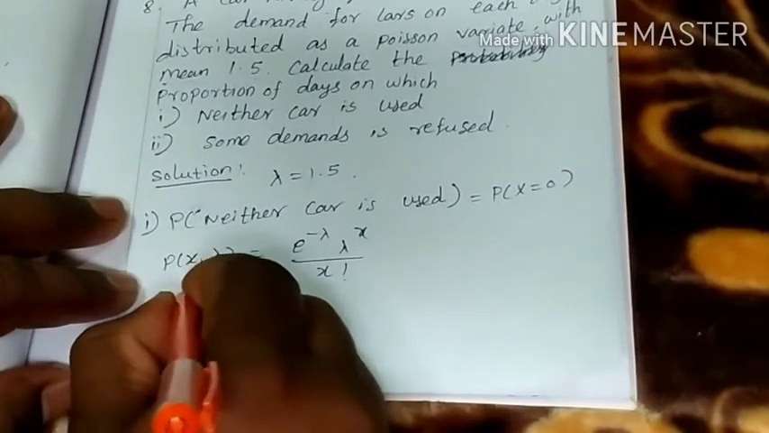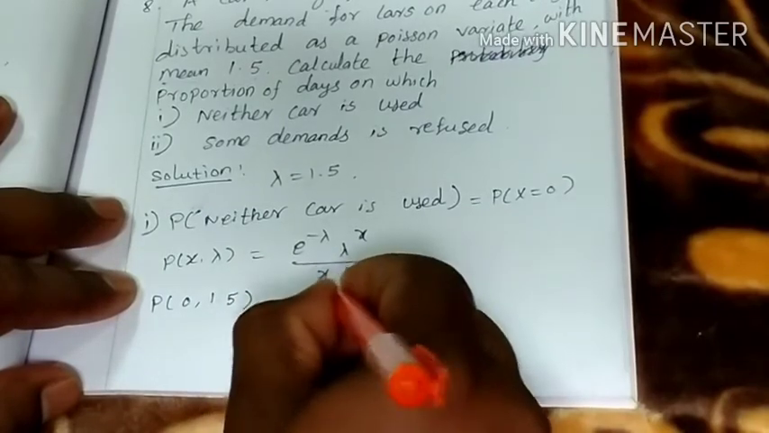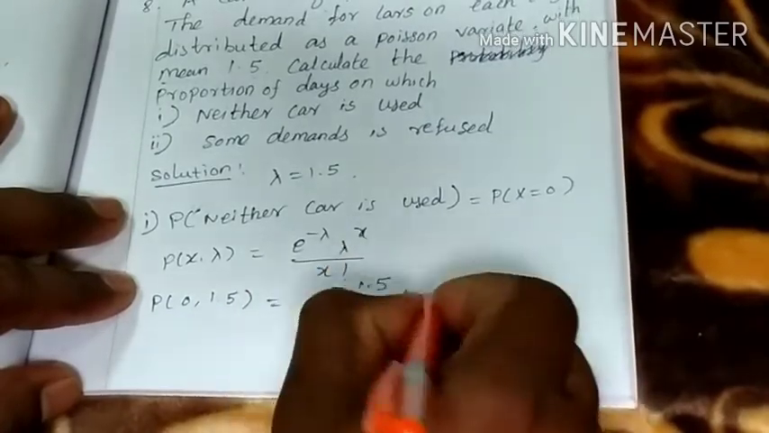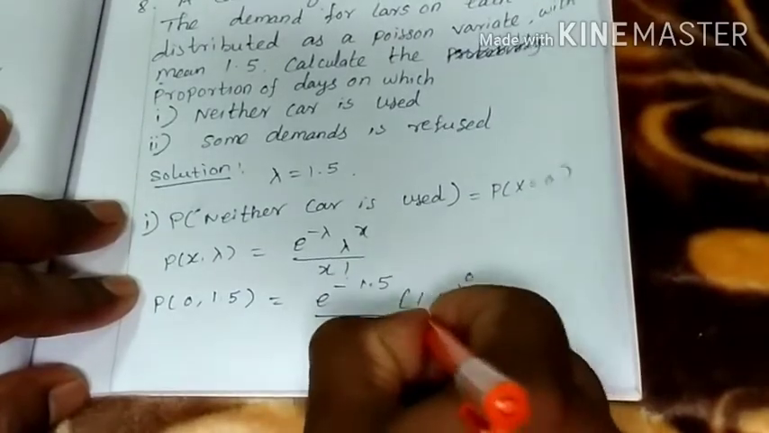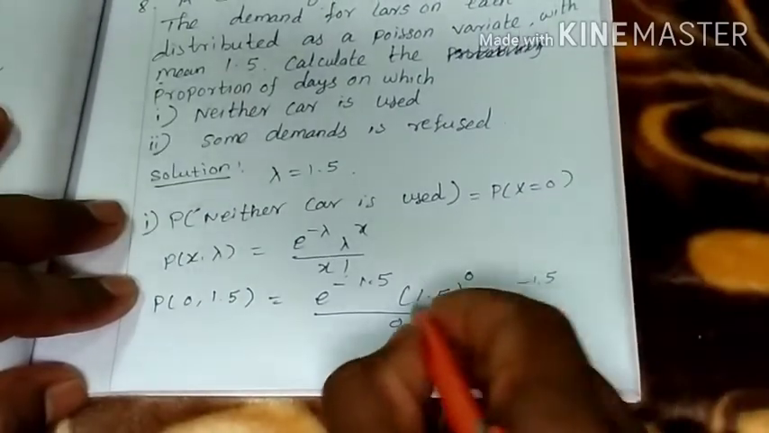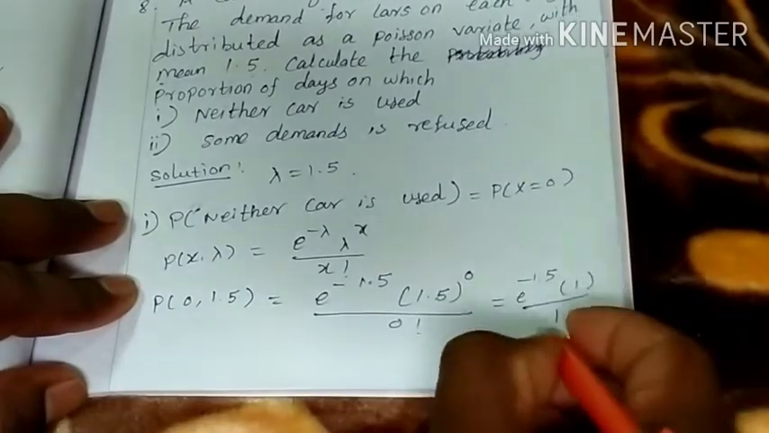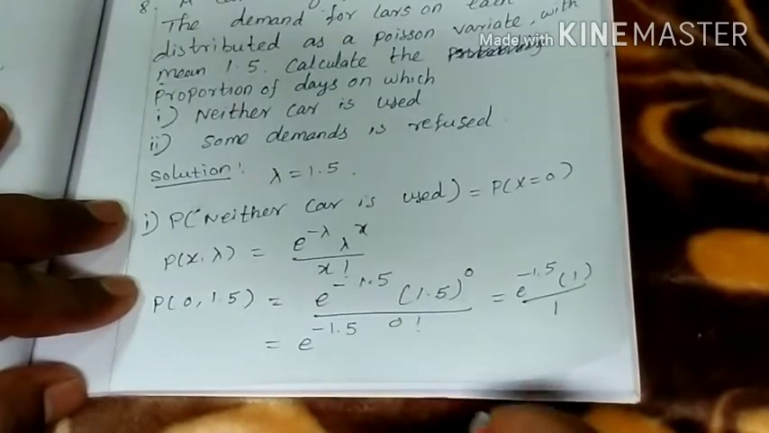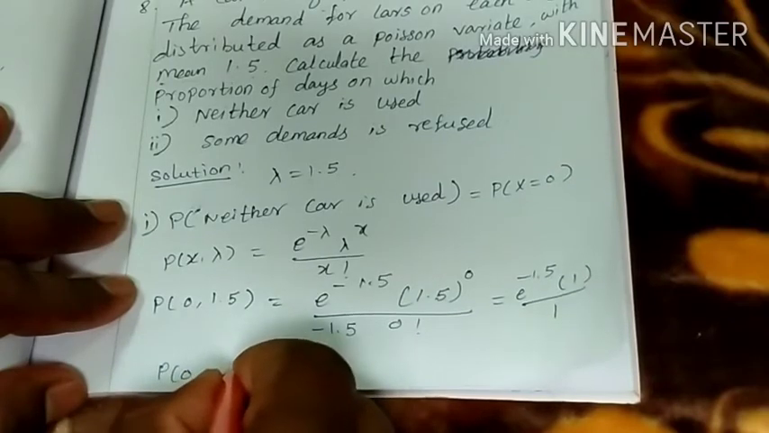Applying lambda and x here, P of x value 0, lambda value 1.5, is equal to e power minus 1.5 into 1.5 power 0, divided by 0 factorial. Any number power 0 is 1, and 0 factorial is 1. So now we get only e power minus 1.5. What is the value of e power minus 1.5? That is the probability of 0 comma 1.5.